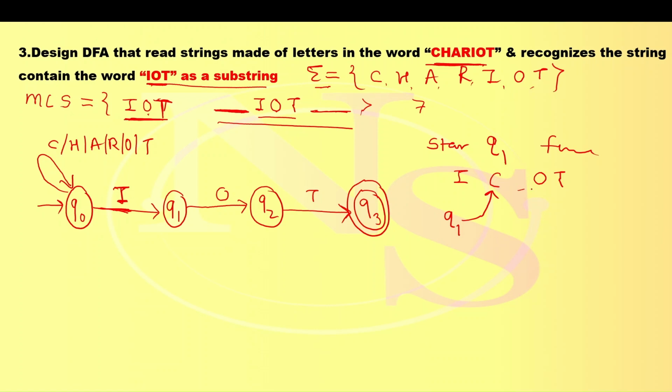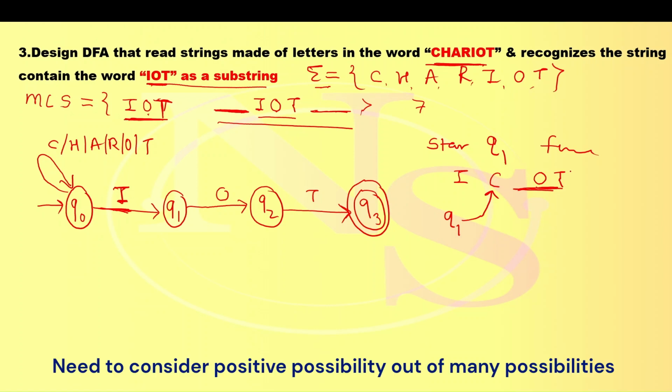But after reading C, what is the next symbol, we don't know. I'm not firm about the next symbol. After C, O may come, T may come, or any other symbol may come. Many more possibilities, as there are 7 symbols.